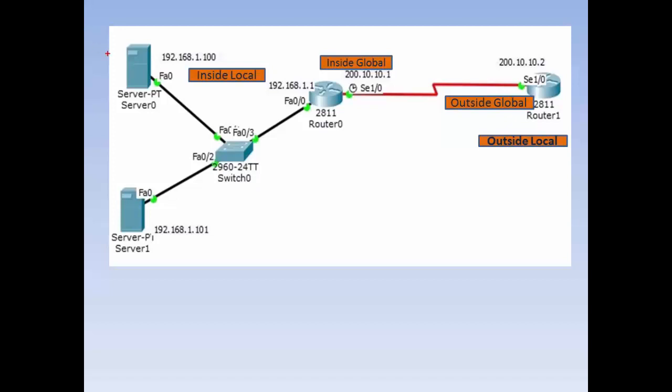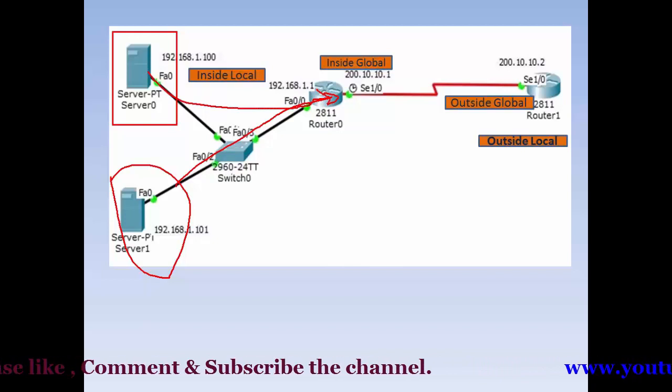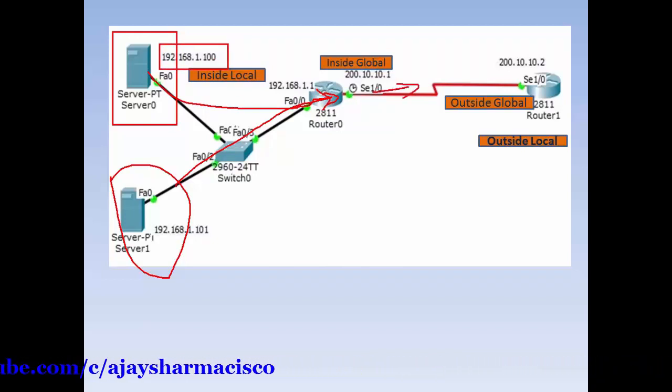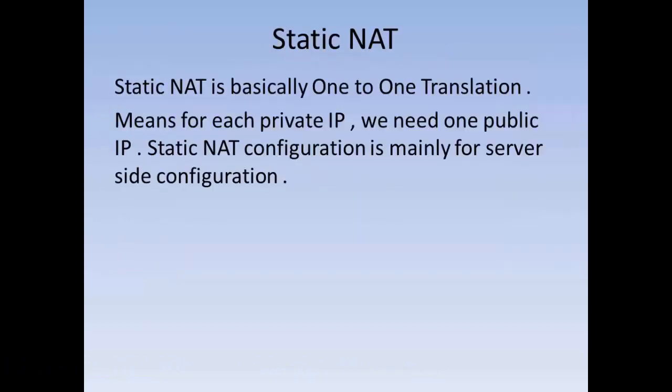So why do we do this? Suppose I have some web servers, or any type of server that needs to communicate over the internet. For security reasons, I want to hide the actual IP of the server from the outside world. In that case, we configure static NAT. One-to-one static NAT configuration is mainly for the server side.